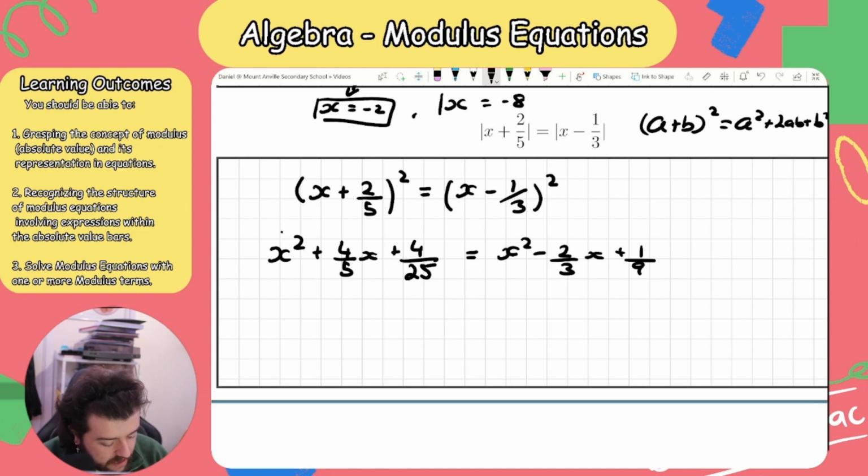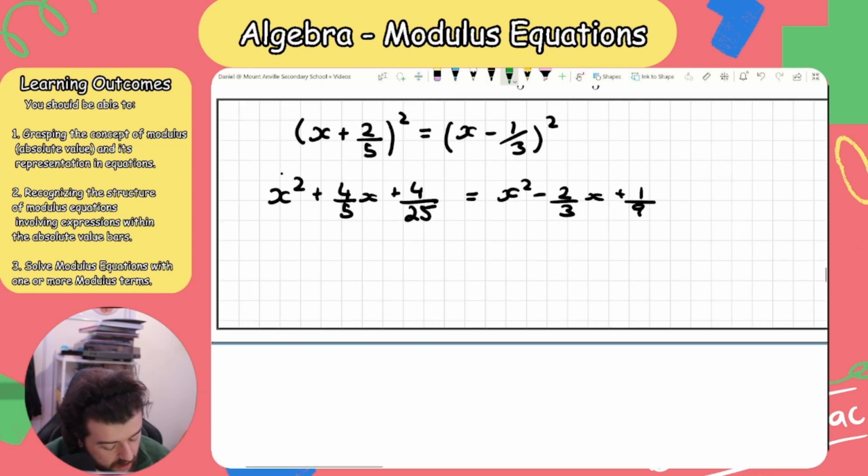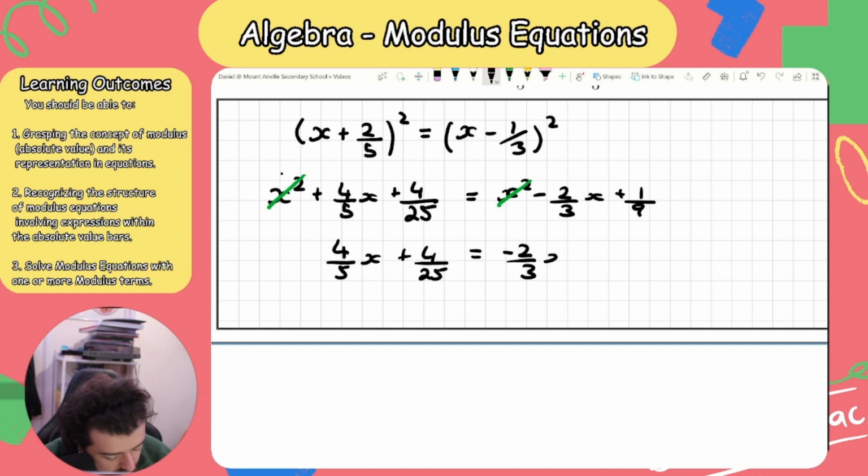Right, so we're going to be left with some fractions here. But, oh, handy dandy, the x squareds are going to cancel out. So that is nice, right? x squared minus x squared is going to give me 0. So I'm going to have here 4 over 5x plus 4 over 25 equals minus 2/3 x plus 1/9.